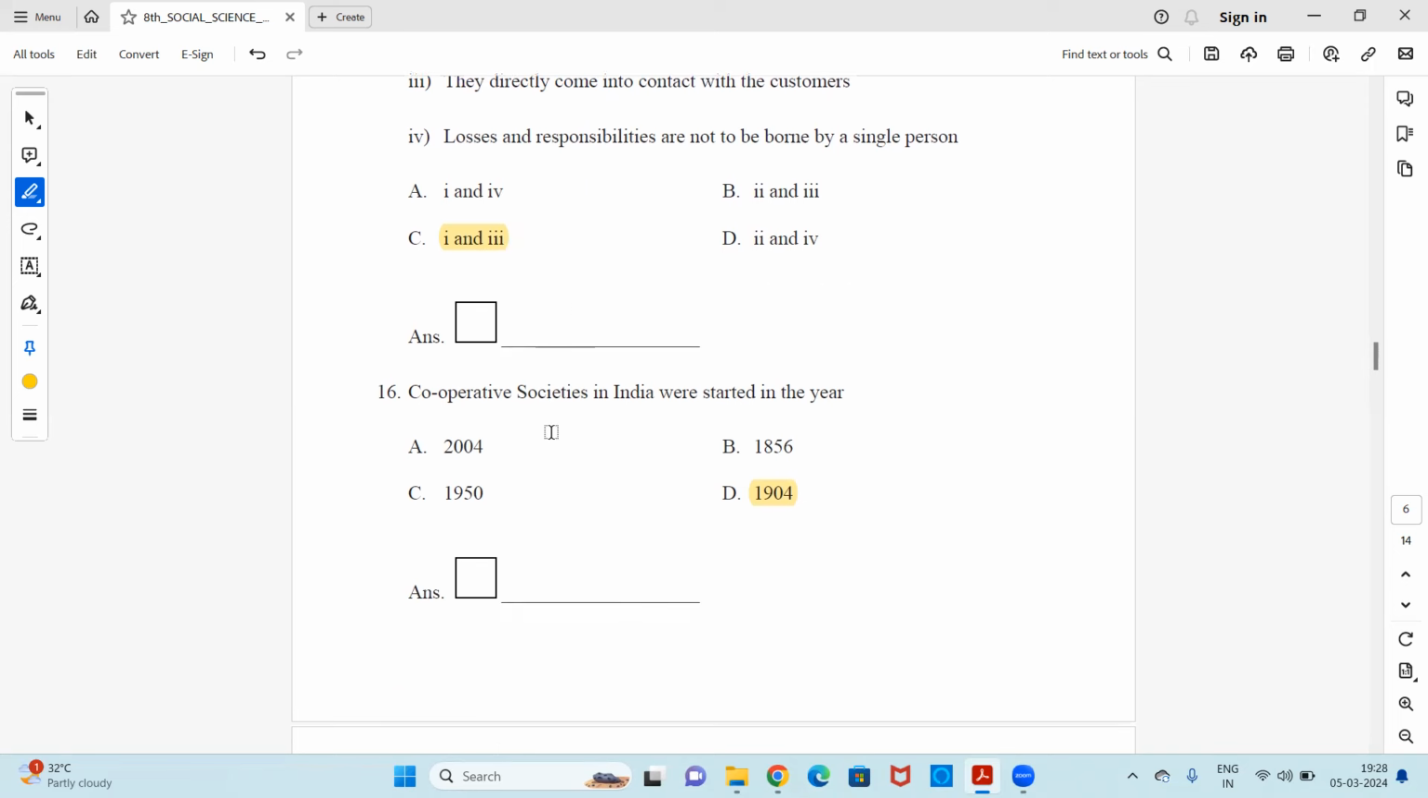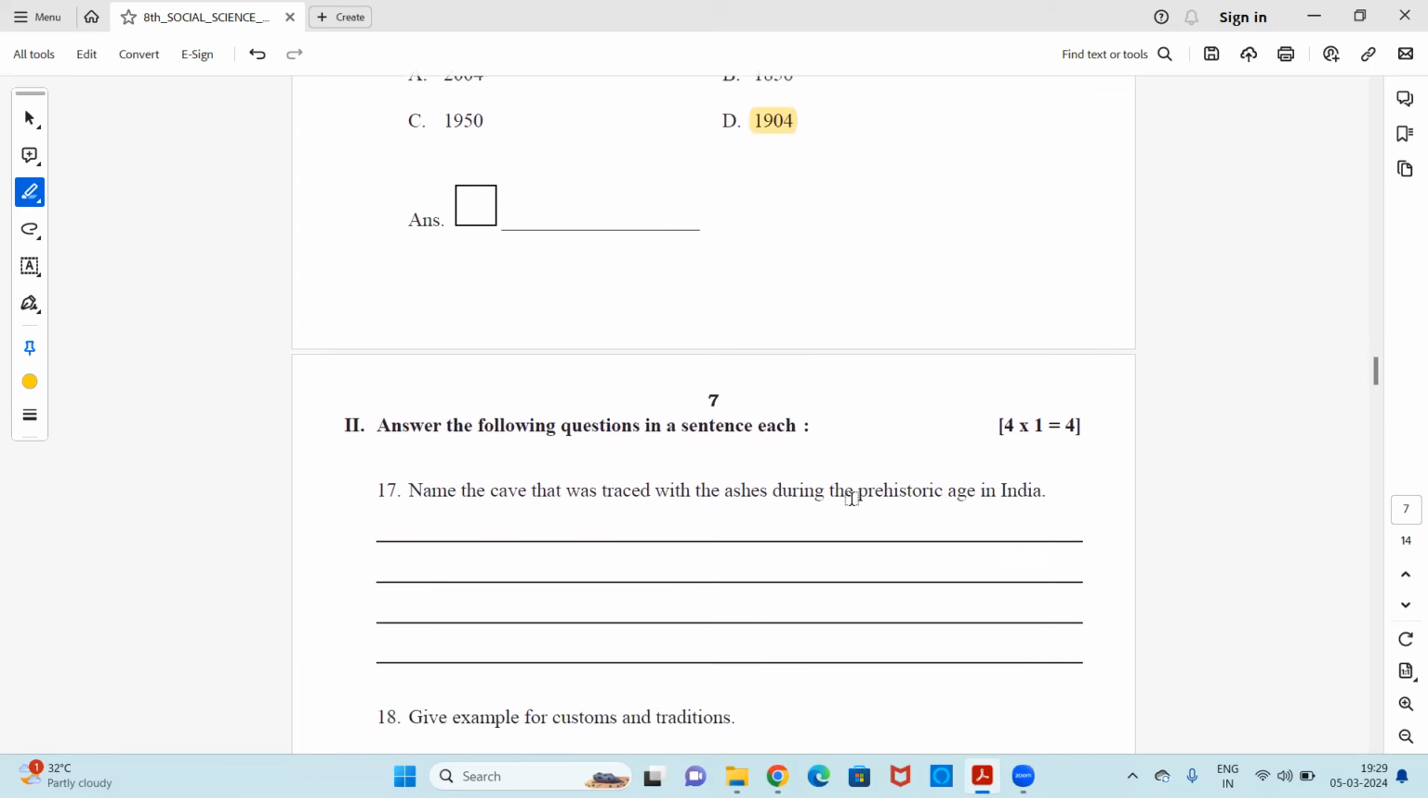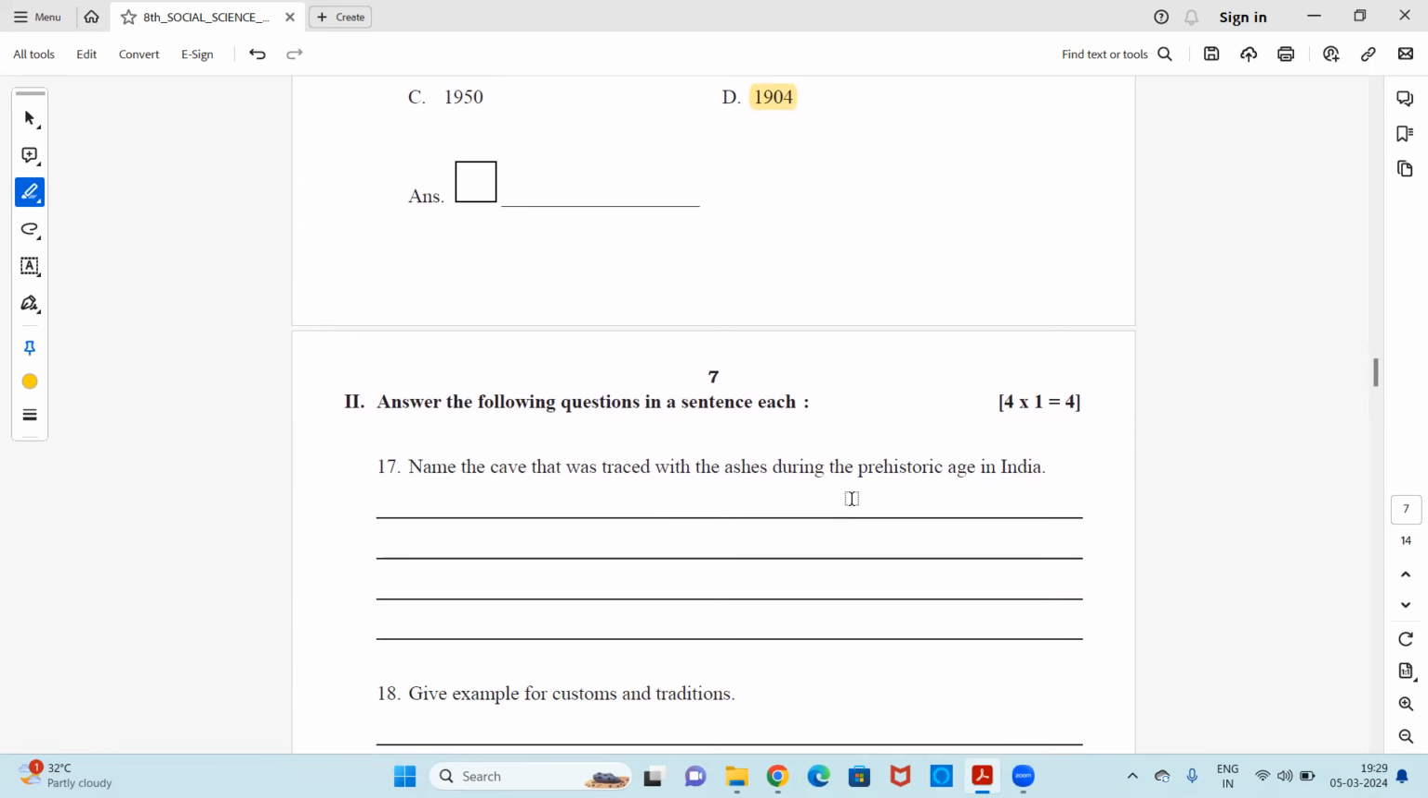Next, cooperative societies in India were started in the year dash: 2004, 1856, 1950, or 1904. And the right option is option D, 1904. So here, students, we come to an end with the first main section, that is the MCQ type questions. Now we go to long question answers or subjective question answers.